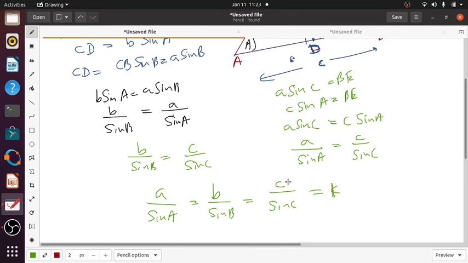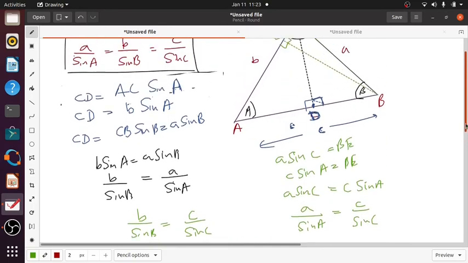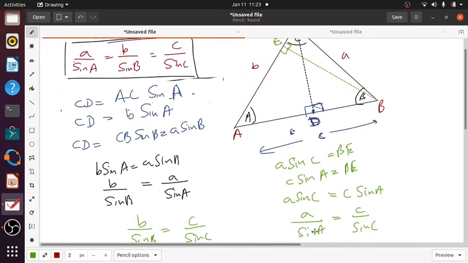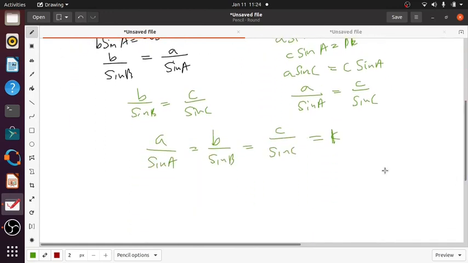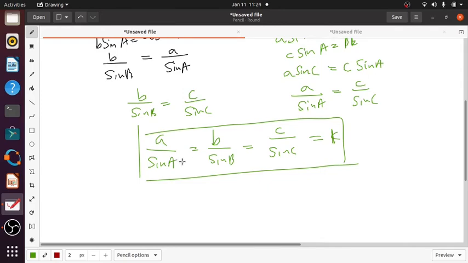So usually you write this relationship. If you write this relationship, you can figure out certain parameters of this triangle. Suppose a, c and A are known, and you are asked to find what the angle C is. Right? You can use this relationship. So what you have to know is that these ratios are equal to each other, and they are all equal to a certain ratio called k.